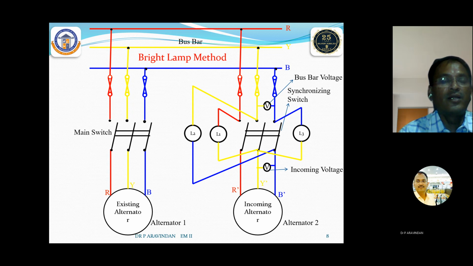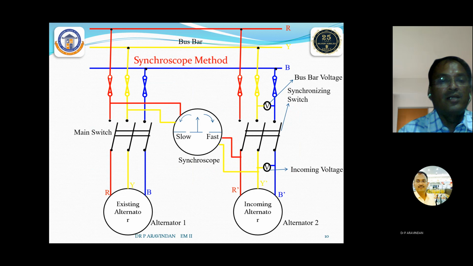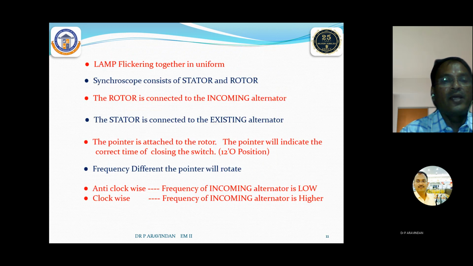Then we can go for the next methodology, the synchroscope method. In this method, as seen in the diagram, the lamp flickering is uniform. The synchroscope consists of a stator and a rotor. The rotor is connected to the incoming alternator, and the stator is connected to the existing alternator.